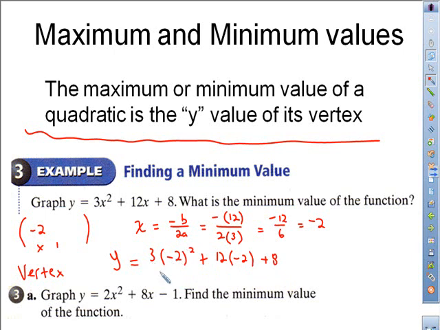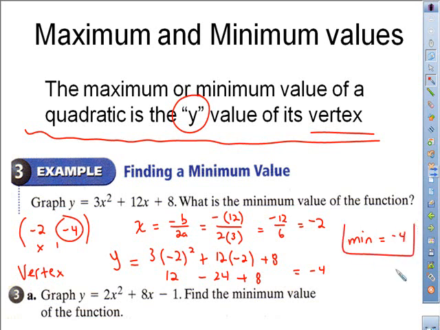So this will give us 4 times 3, so that's 12. This will give us negative 24 plus 8. So 12 minus 24 is negative 12, plus 8. So our result is negative 4. Okay? So negative 4. Then now you have to remember, the minimum value is equal to the y value of the vertex. So the y value of the vertex is negative 4, so the minimum is equal to negative 4. Okay?